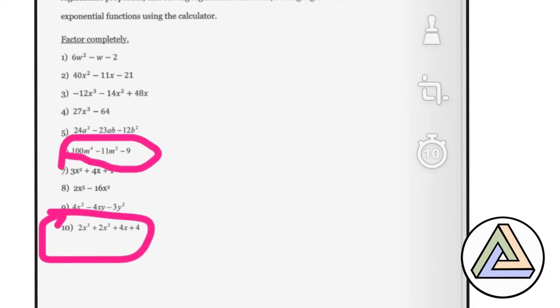First, we've got this one, 100m to the fourth minus 11m squared minus 9. The first thing I see about this is it definitely resembles, in a way, a normal quadratic expression. It sort of resembles that in the sense that you have this descending exponent, and it's also worth noting that at least for this problem, it's not always going to apply to all these expressions, but the last term happens to be a constant.